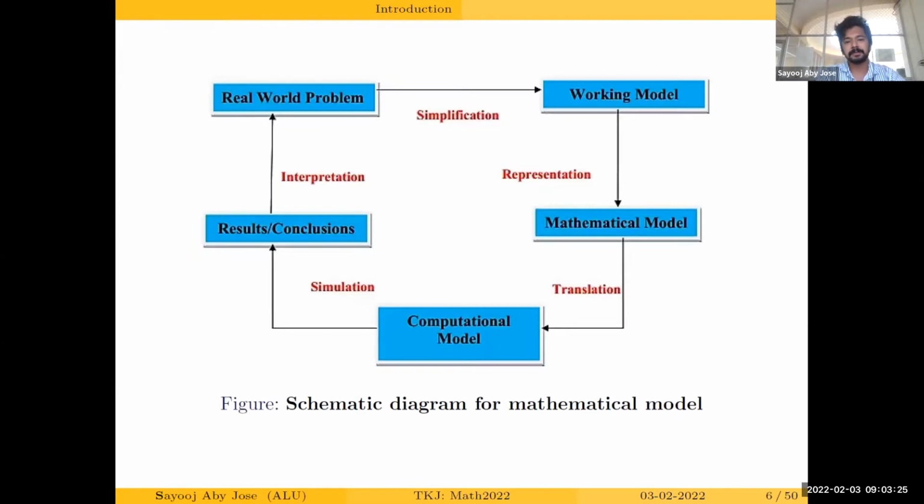This is just a schematic diagram for a mathematical model. We have a real world problem that is converted to a working model. After that, we represent it mathematically, whether as mathematics or algebra, whatever it is. Next comes the computational work or theoretical results. We simulate or confirm using some technique, and finally reach a conclusion. If it is okay, we will move to the real world problem.